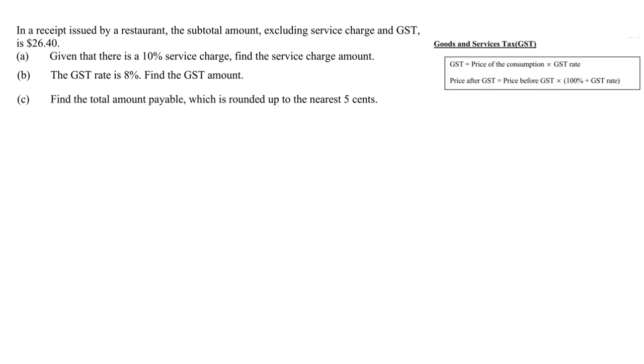So in a receipt received by a restaurant, the subtotal amount which excludes, this is important, service charge and GST, the Goods and Services Tax, is $26.40. So for part A, if there is a 10% service charge, what is this service charge amount?